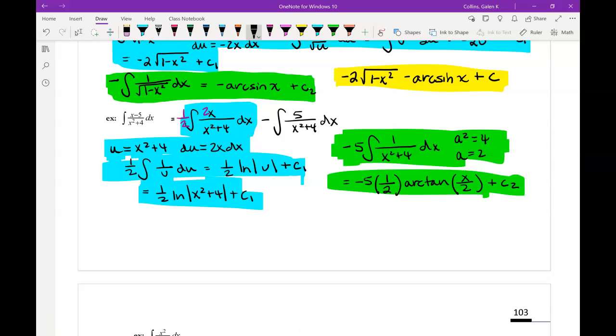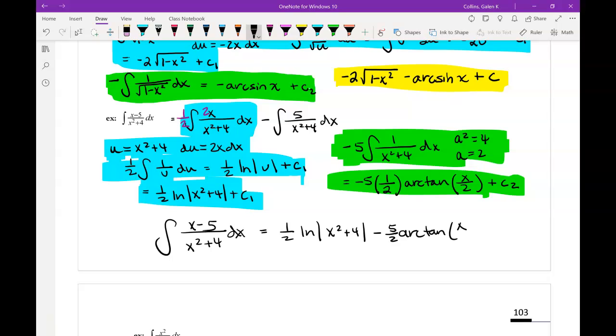All right, so final answer, the expression which we're evaluating, we're going to get 1/2 natural log absolute value of x squared plus 4 minus, I'm going to do 5 times 1/2, which is 5/2, arctan of x over 2, all of that plus C. So that is our final answer.